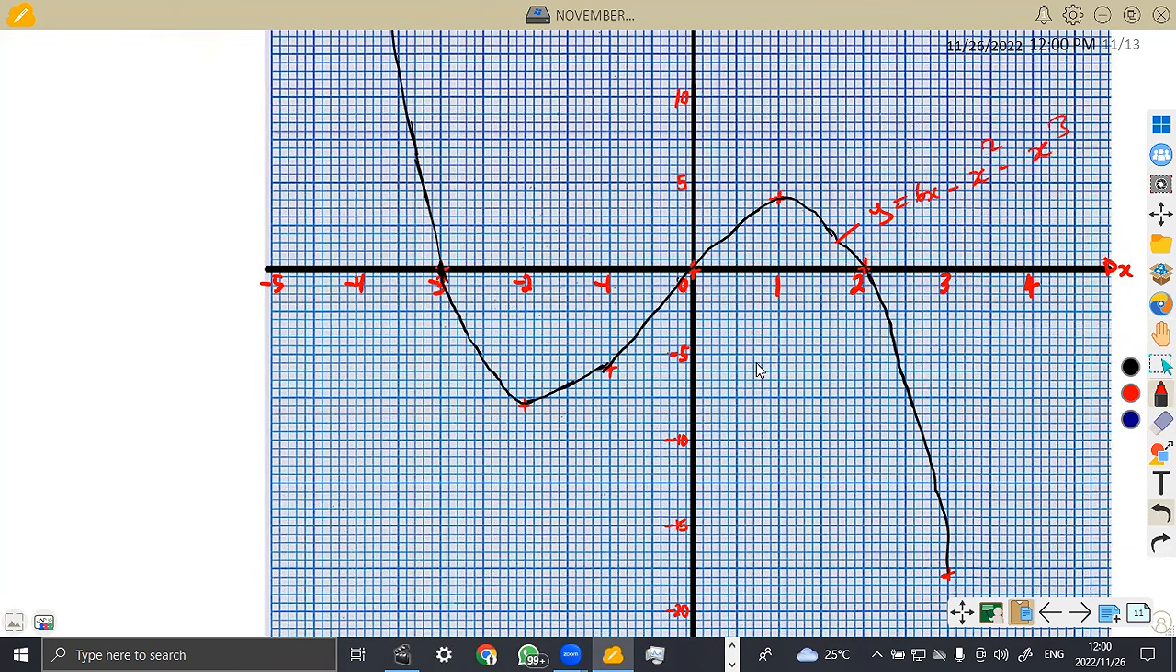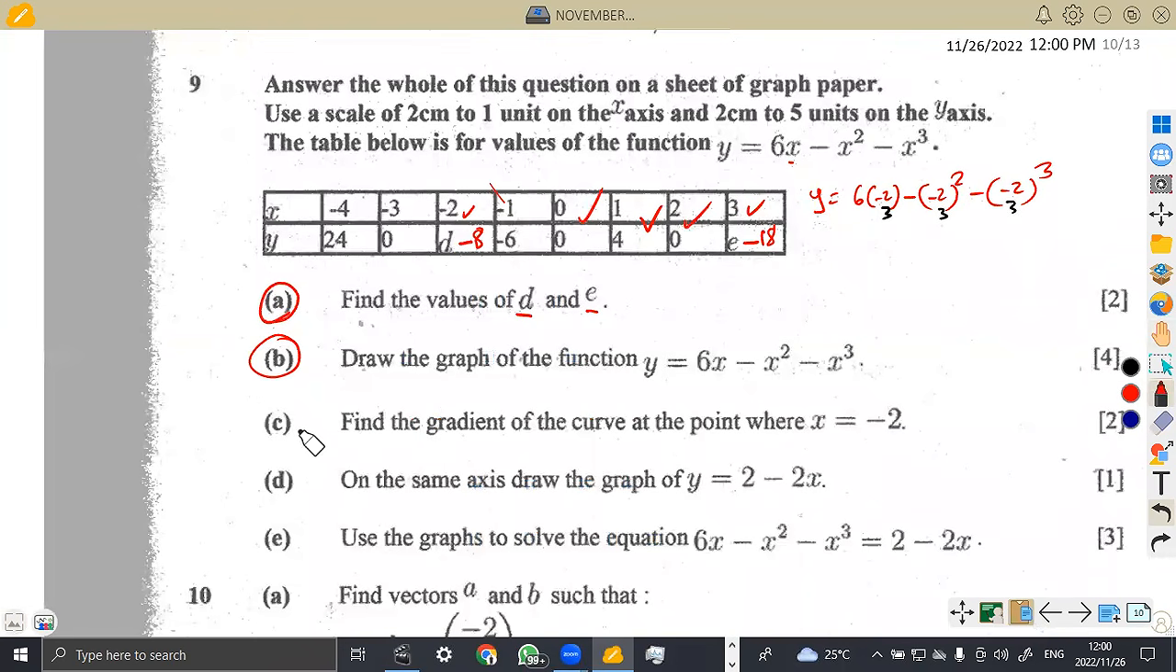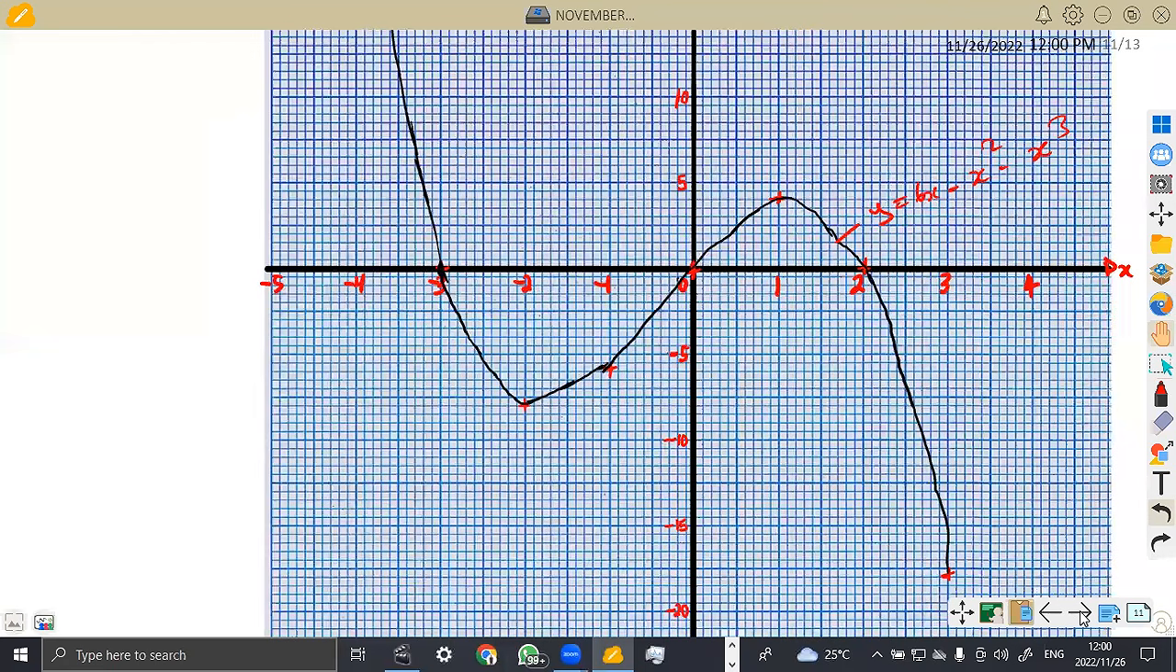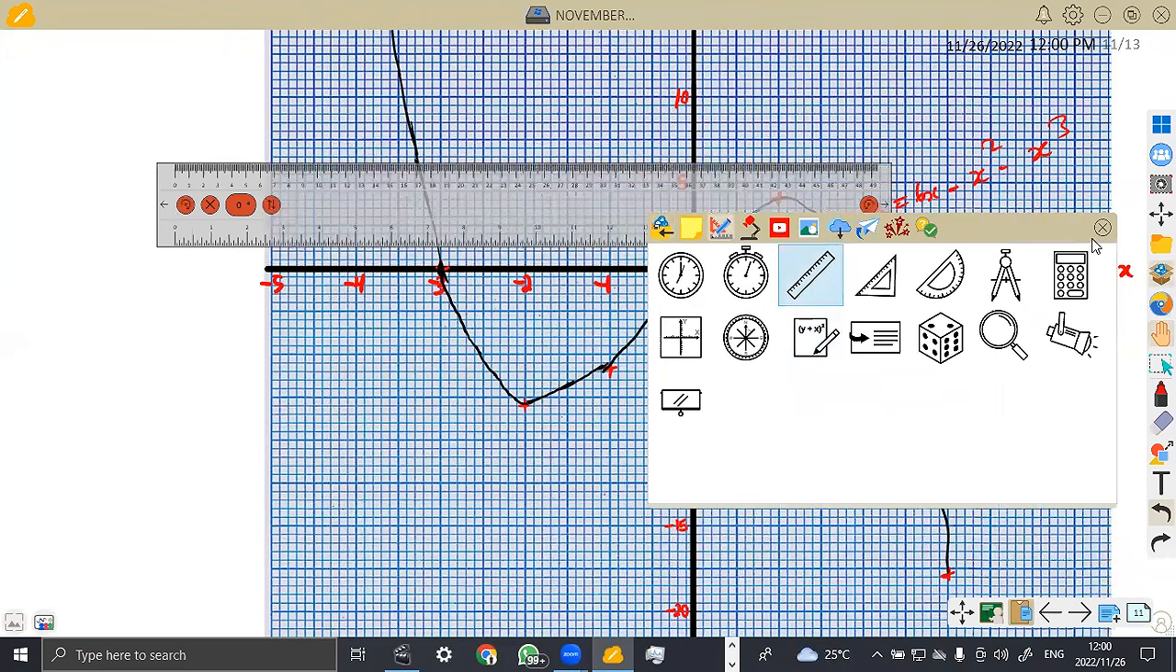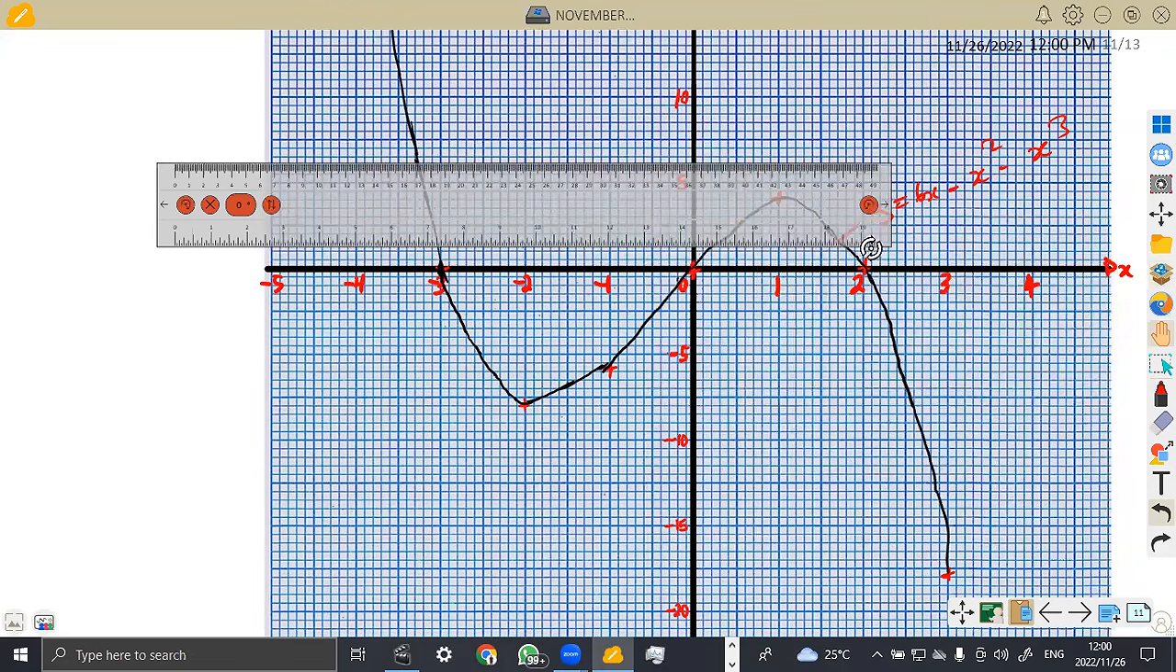Okay, from there, let's answer the following questions. From this graph, we are now given, find the gradient of the curve at a point where x is -2. Guys, I told you about the gradient. All you need is to have a suitable tangent from there at -2. So this is -2 direct to this point. Then you just have to draw a tangent, a suitable tangent where you are going to find your gradient. All right, so that's it from this side.